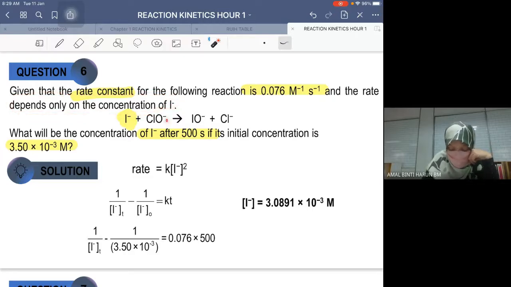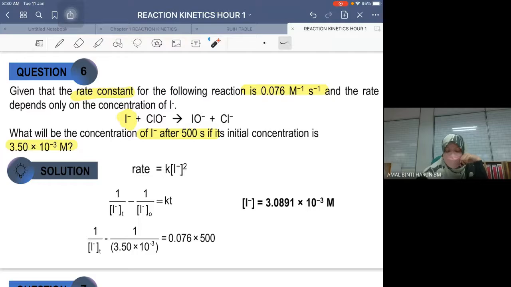Meaning that this one can be zero order. Sebab dia kata only I minus kan. So this one zero order. But this one, I minus can be first order, can be second order. So apa cara lagi untuk kita tahu order of reaction? Kenapa kita perlu tahu order of reaction? Because we need to know what formula that we are going to use.